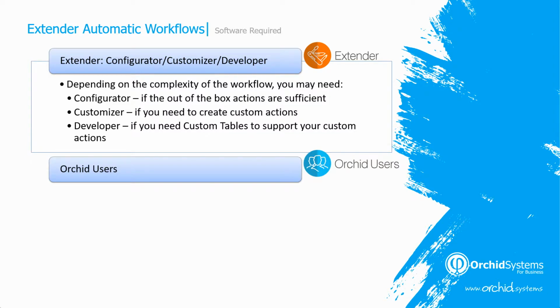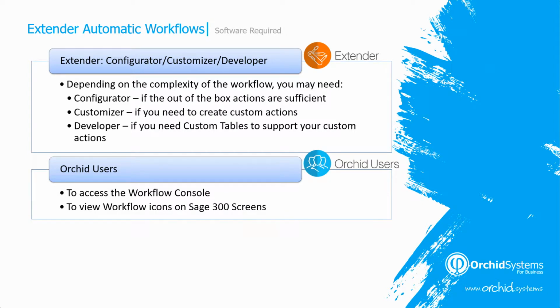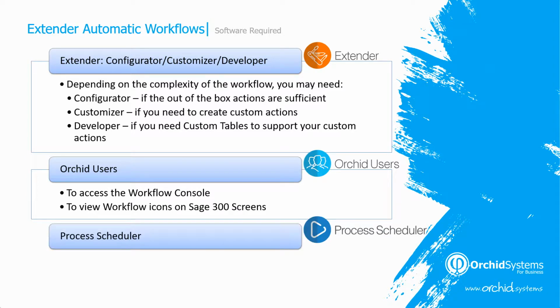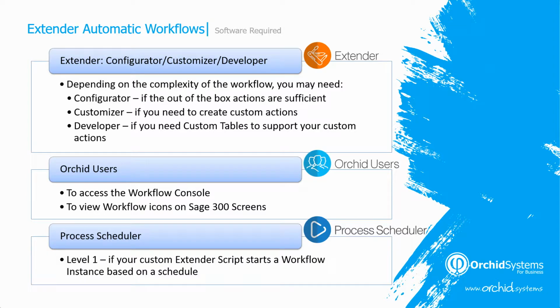But to work with the workflow console or to configure workflow icons on Sage 300 screens, you need Orchid users as well. And if you do want to schedule workflows to start at a specific point in time, then you would need Process Scheduler and write your own custom script to start the workflow. What we're going to go through in this Spotlight On video is Extender Configurator Edition, and we're going to use Orchid users to access the workflow console.